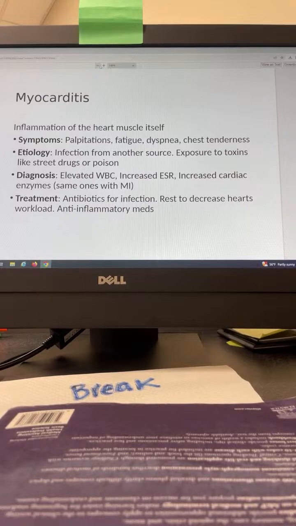Treatment. If it's a bacterial cause, you can use antibiotics. Rest is going to be helpful to keep the heart from stressing itself out and overworking. So this maybe not be the greatest time to go run a marathon. And then anti-inflammatory meds to help decrease that swelling and inflammation.